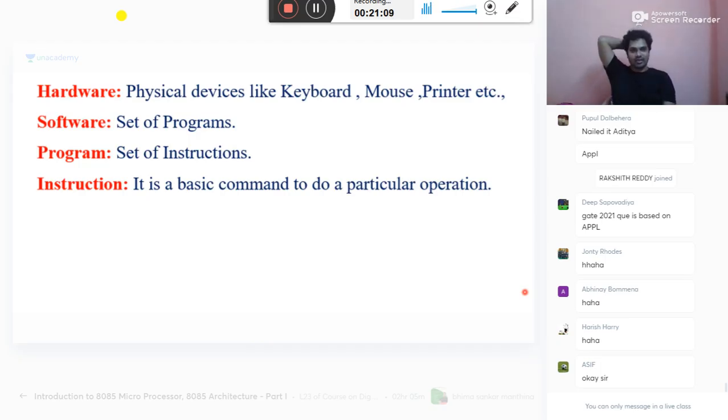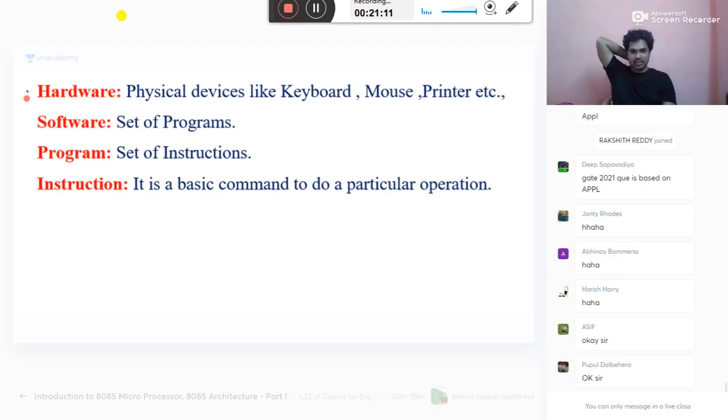Now your basic definitions came into picture. So first one is hardware. What is hardware? Hardware is nothing but your physical devices. I don't want to make these definitions, I don't worry you people to remember these things, just understand what is hardware. Physical devices like your keyboard, mouse, whatever you are having in your system, all comes under hardware.